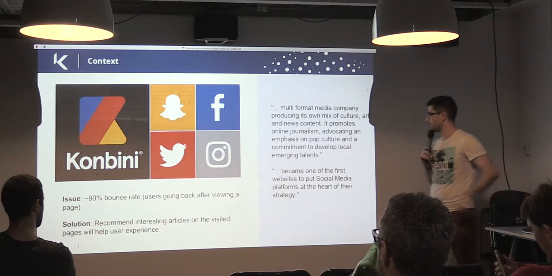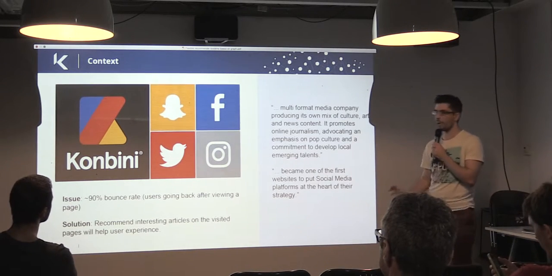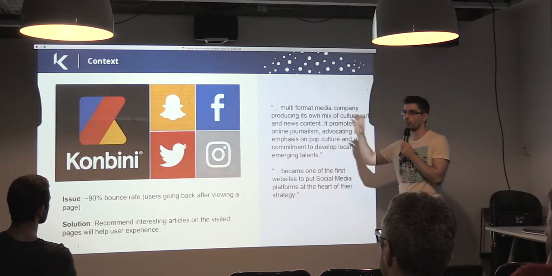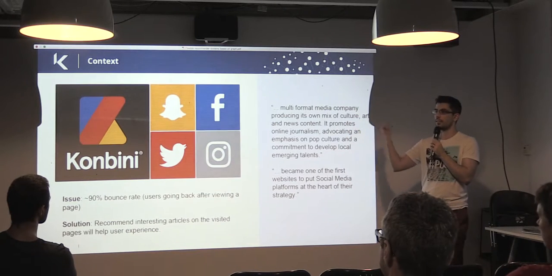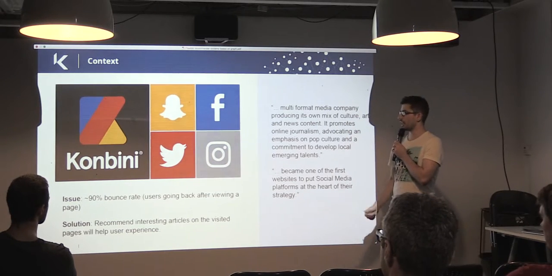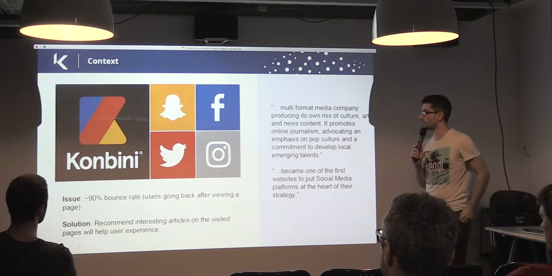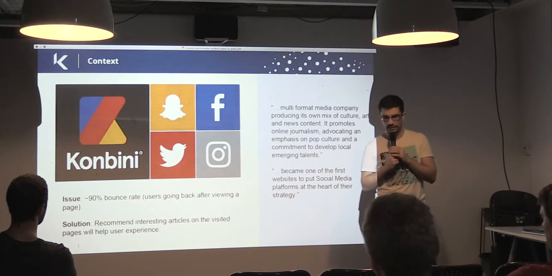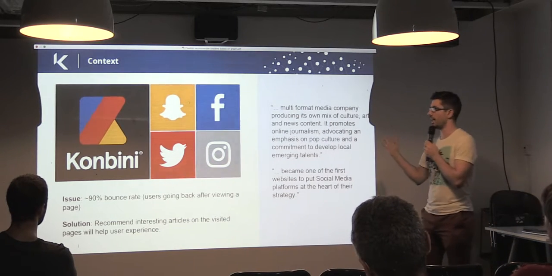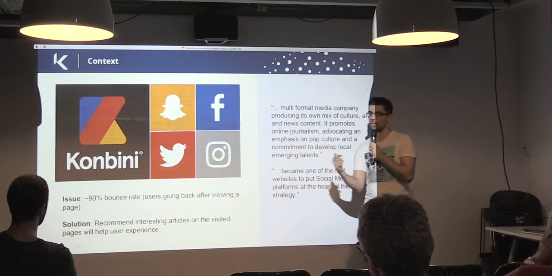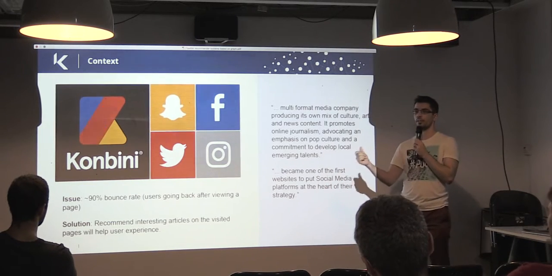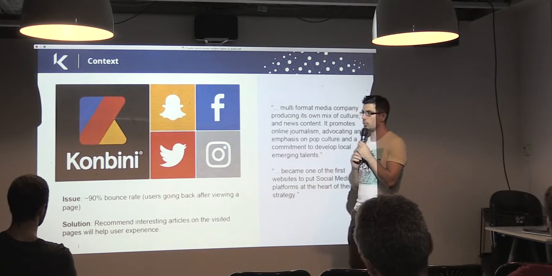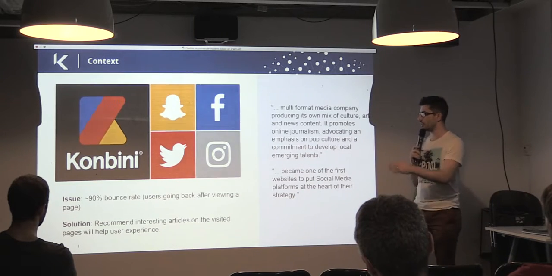And one important thing is that it became one of the first websites to put social media at the heart of their strategy. That is to say, you also have all the ratings or the likes of Facebook and Twitter shares close to the article. So the issue of Cambly was that they had a really high bounce rate. That is to say, the users were just viewing a post and going back just afterward. So there is no real travel in the website.